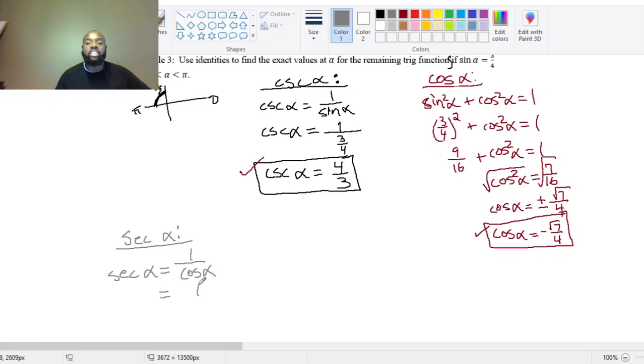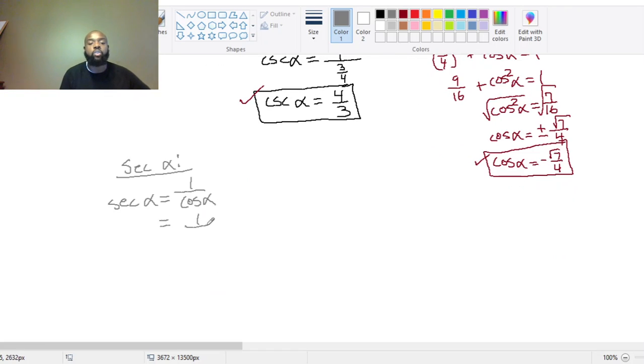And so since I just found that my cosine was negative square root of 7/4, my secant will be 1 over that. Well, 1 over that is to do the reciprocal. And so I know now that my secant of alpha is going to be negative 4 square root of 7/7. I'm going to rationalize that denominator. And so I have that one.